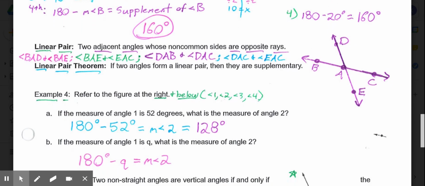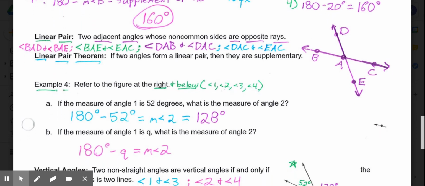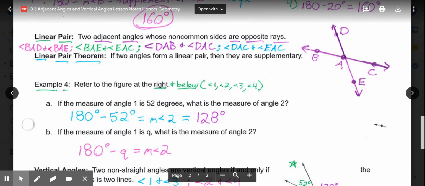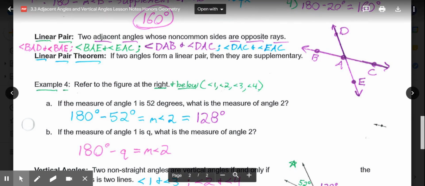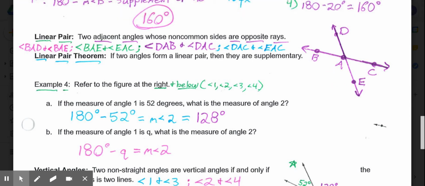Then we get into the idea of a linear pair, or the linear pair theorem. Linear pairs are two adjacent angles whose non-common sides are opposite rays. If we look at this image over here on the right, we would have many linear pairs, angle BAD and angle BAE. BAD right here, BAE right here. Their non-common sides, AD and AE, make a straight line, or opposite rays. So BAD and BAE are a linear pair.